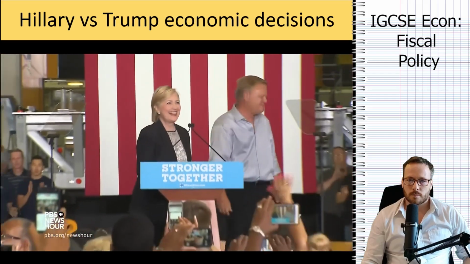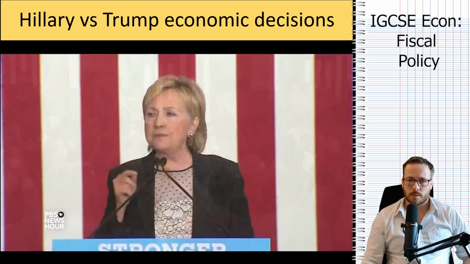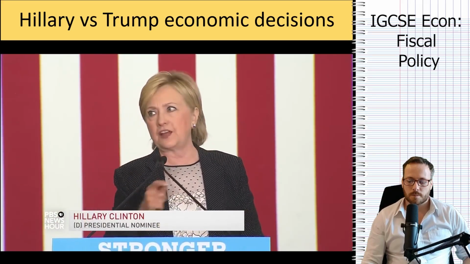Hillary Clinton, in her economic speech in Michigan today, could not have disagreed more. Multimillionaires should not be able to pay a lower tax rate than their secretaries.